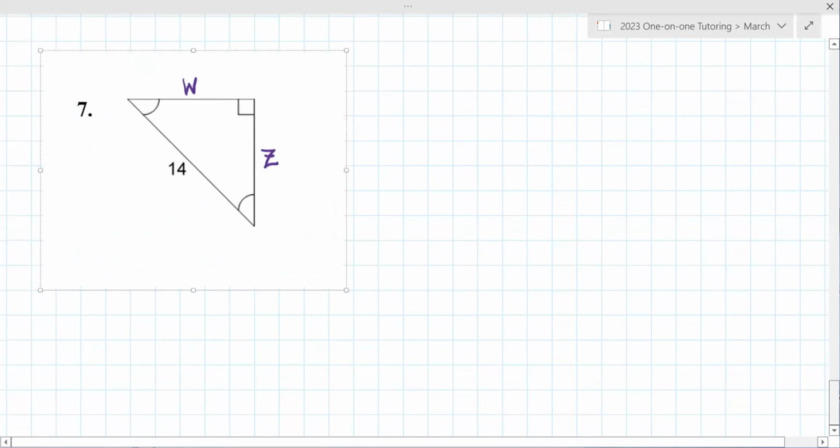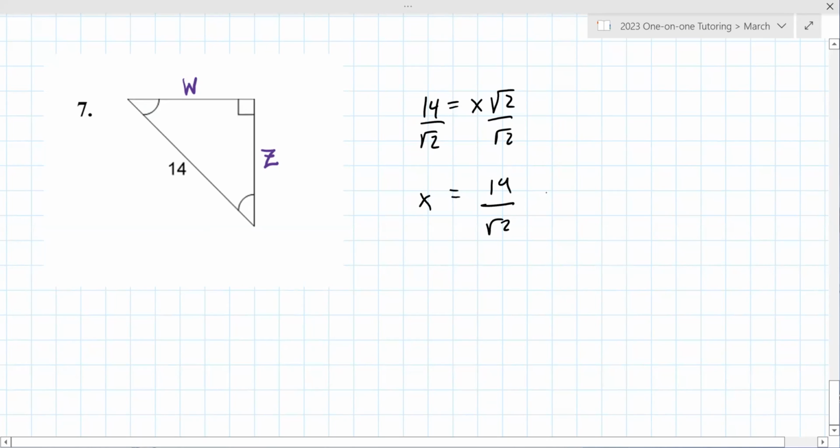All right, so 7's a little more difficult. You have to divide by the square root of 2. So maybe a quick review on this if needed. You may already know, 7 square root 2. Yep. Very good. I always feel a tiny bit unsure.